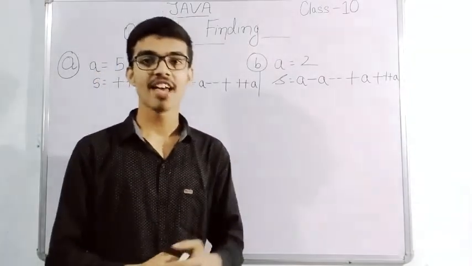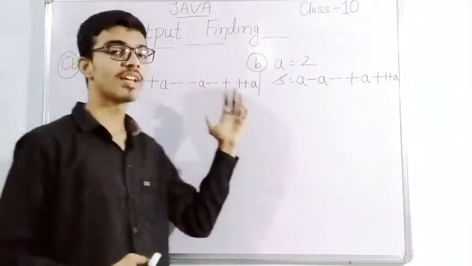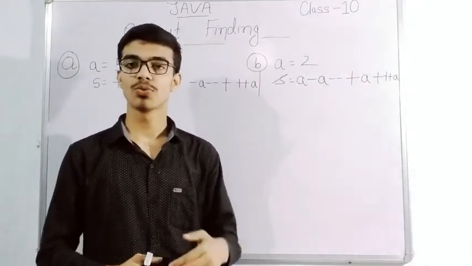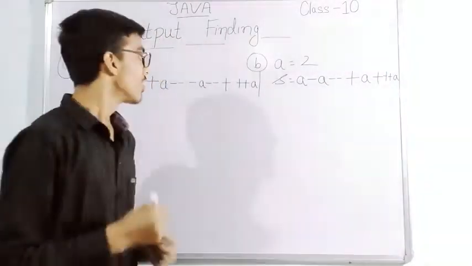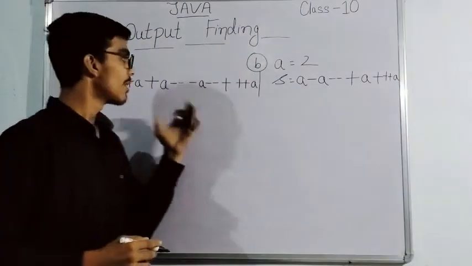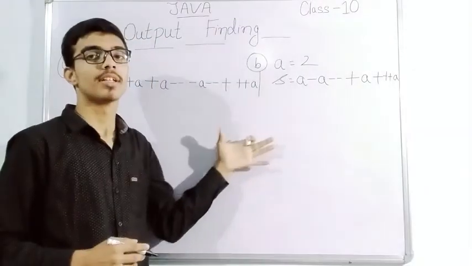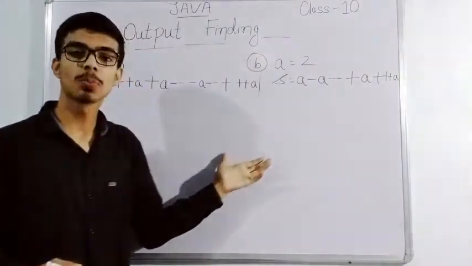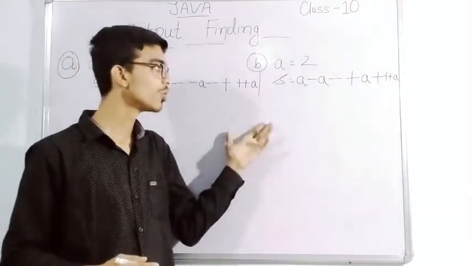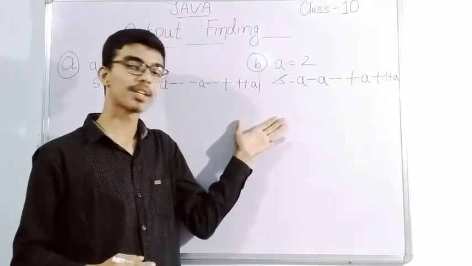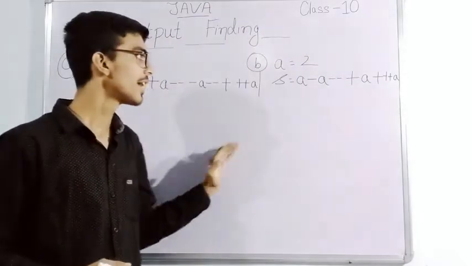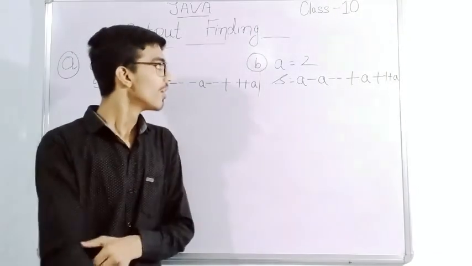So today, as you can see here, we are here with output finding. Today we'll do a few output findings. In arithmetic, we have to know how to solve these types of output finding. First we'll do a few outputs without loops, and after that we'll do a few outputs with loops. So for that you should be ready.